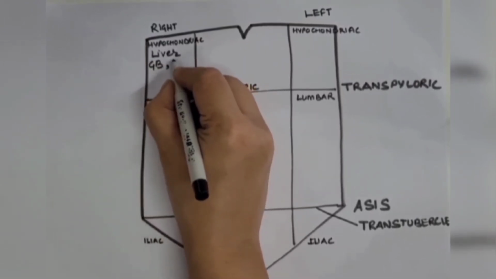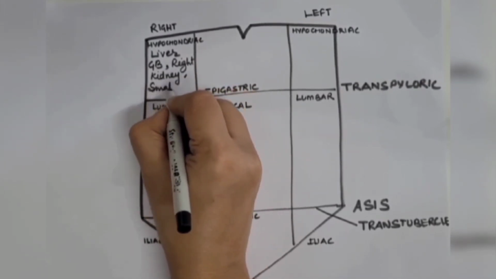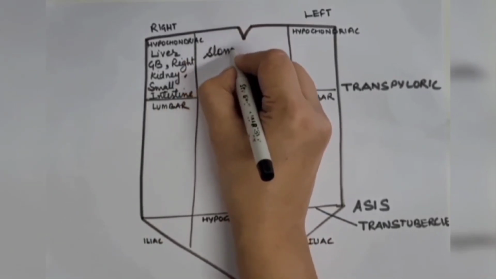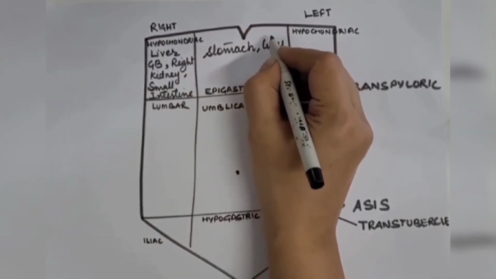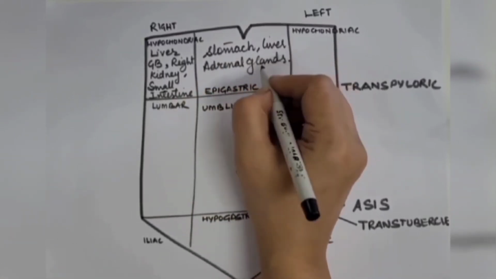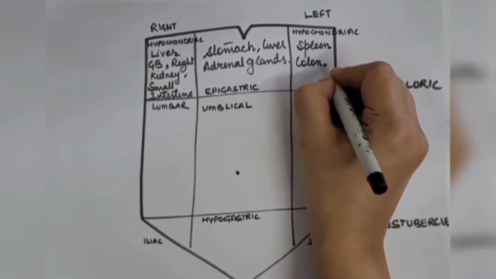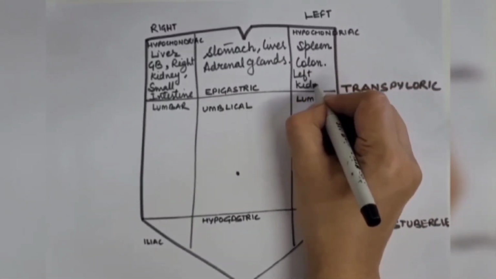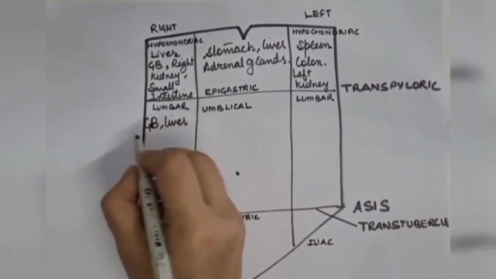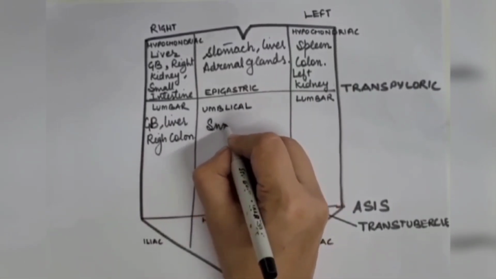Coming to the right hypochondriac region, there will be liver, gallbladder, right kidney and the colon, small intestine. And duodenum can be there, as part of the small intestine. Then coming to the epigastric region, just below the falciform ligament there will be stomach, part of the liver and the adrenal glands will also be there. Coming to the left hypochondriac region, the spleen is located there, the colon is located there, the left kidney is located there.